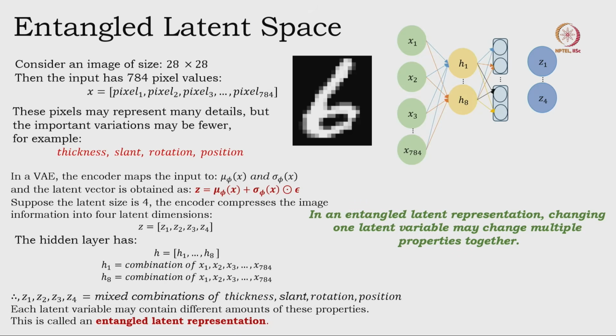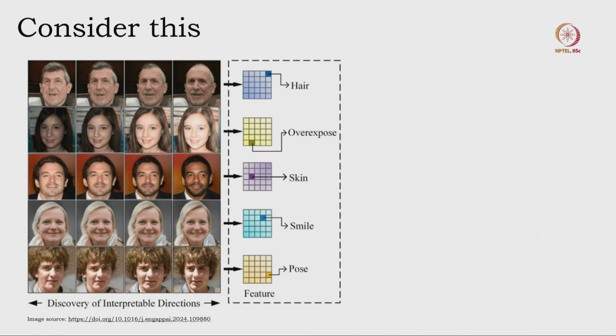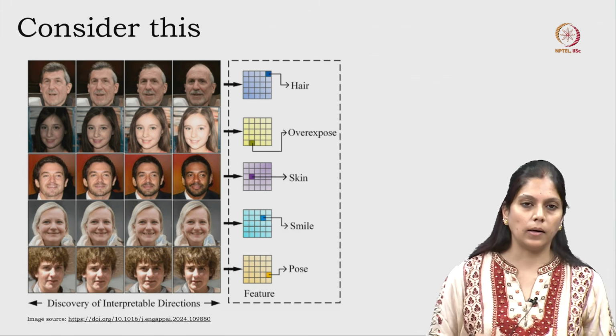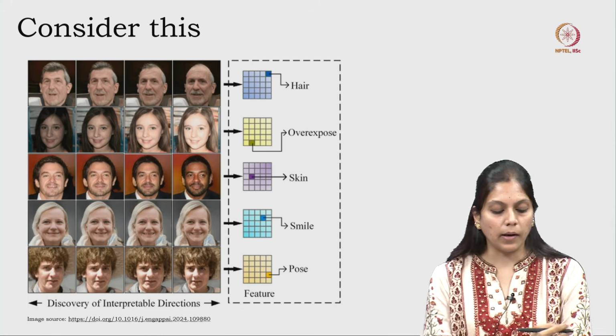From this particular slide, understand only one concept called entangled latent space. What is entangled latent space? Z1 to Z4 is the latent size. Now, each of these latent variables is the combination of many such important variations. So, by doing one small modification, you will have an impact on all of those. This is called entangled.